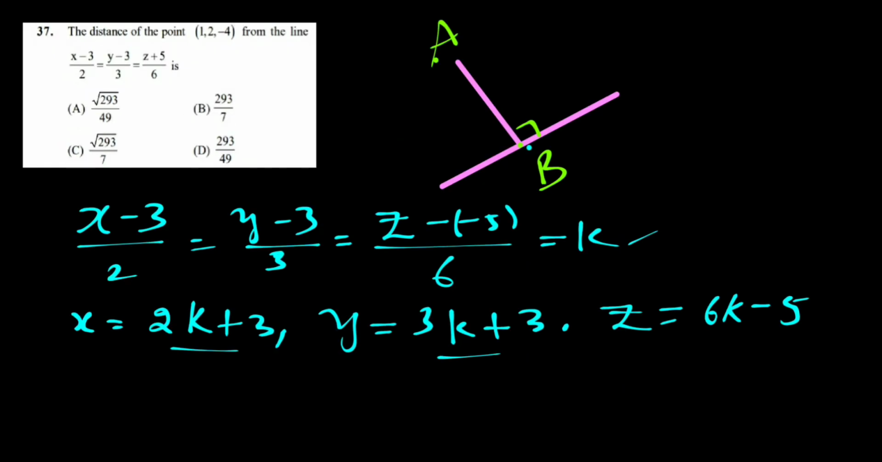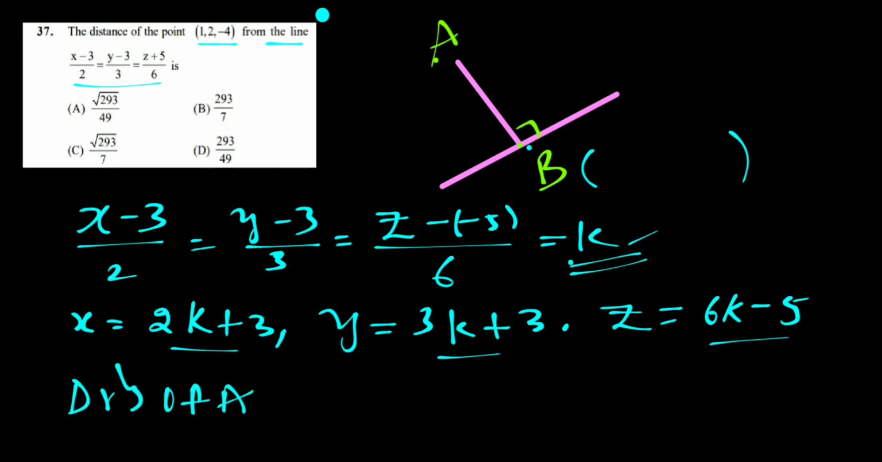Next, problem number 37. The distance of the point 1, 2, minus 4 from the given line. So now distance means shortest distance, the perpendicular drawn from the point to the line. So that distance we have to find. For that purpose, equate the line equation to k. You will get the x, y, z values here. So those are the coordinates of point B. So now we have to find the direction ratios, DRs, of AB.